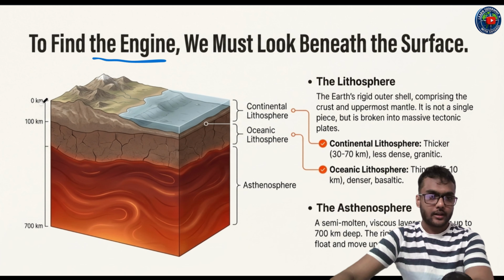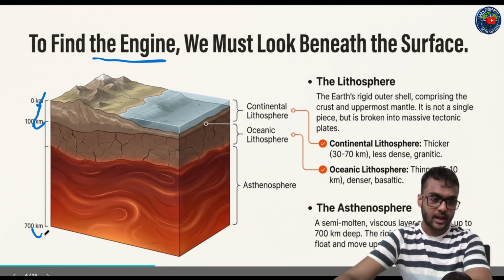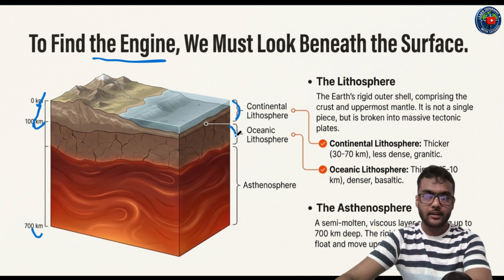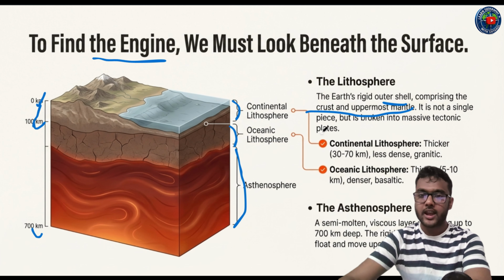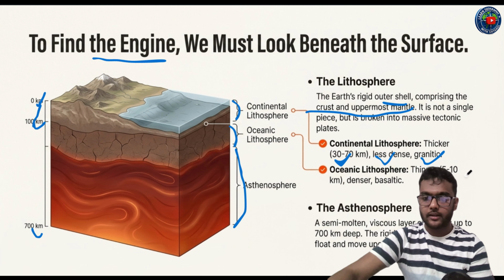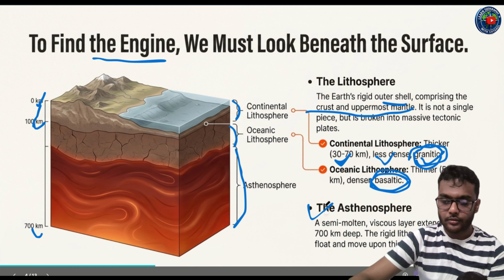This is the depth: 0 kilometers, 100 kilometers, and 700 kilometers towards the center of the Earth. This portion is known as continental lithosphere, then oceanic lithosphere, then asthenosphere. The lithosphere is the Earth's rigid outer shell, comprising the crust and uppermost mantle. It is not a single piece, but is broken into massive tectonic plates. Continental lithosphere is thicker, 30 to 70 kilometers, less dense and granitic, and oceanic lithosphere is thinner, 5 to 10 kilometers, denser and basaltic. Then the asthenosphere is the semi-molten viscous layer extending up to 700 kilometers deep.